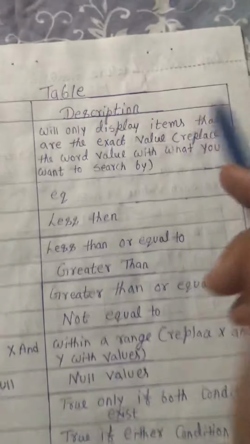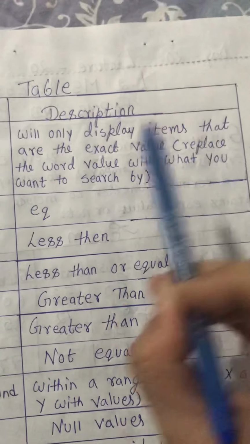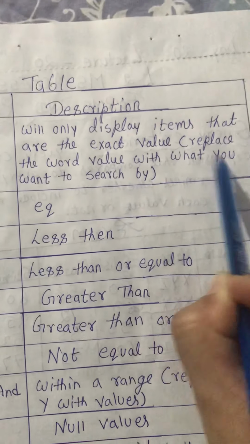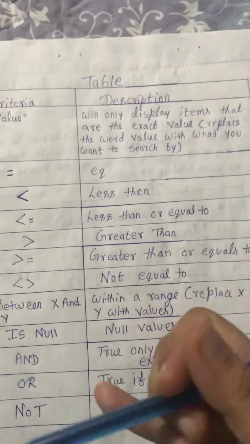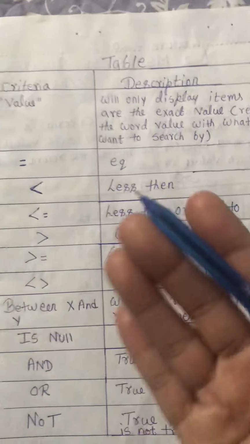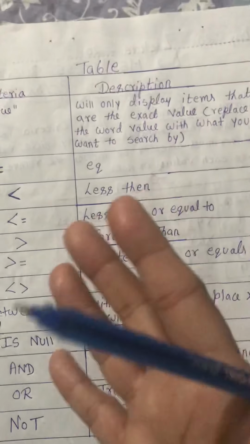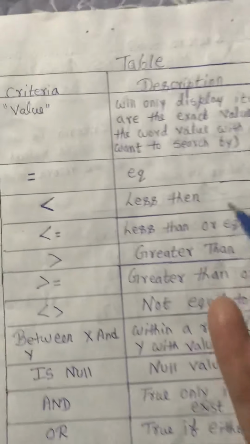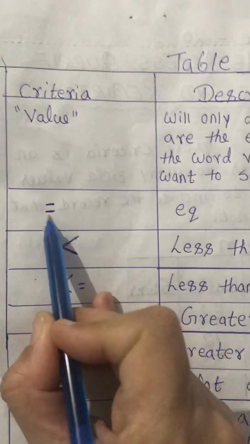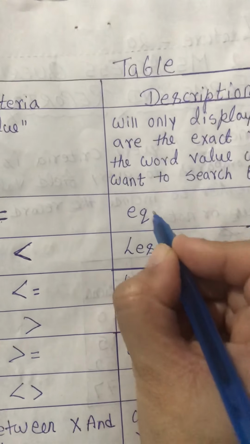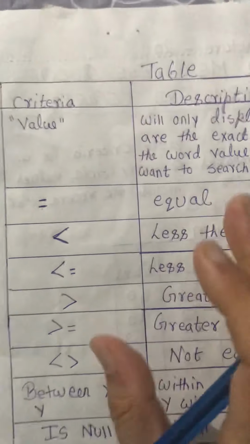These are the examples of exact value. Replace the word value with what you want to search by. That means what you want to say, the numbers of XYZ or roll number, or numbers of roll number 2. Okay, this sign is equal to, this means equal to signs.